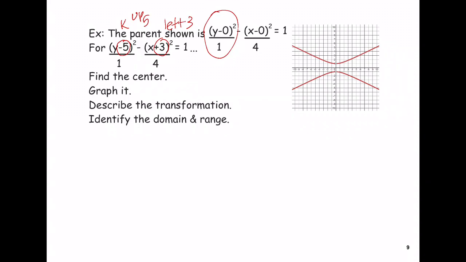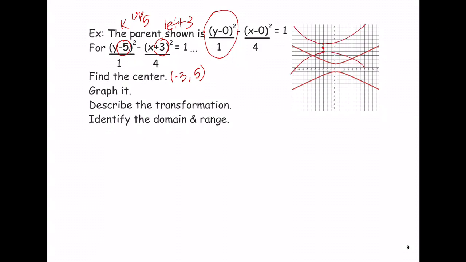We then, from our center, if we move left 3 and up 5, have a new ordered pair, or a new center at the ordered pair -3, 5. We're going to look at the square root of what's underneath our y, which is a 1, so we're going to count one direction in both ways, up and down, and then we are going to make our curves for our new transformed hyperbola.